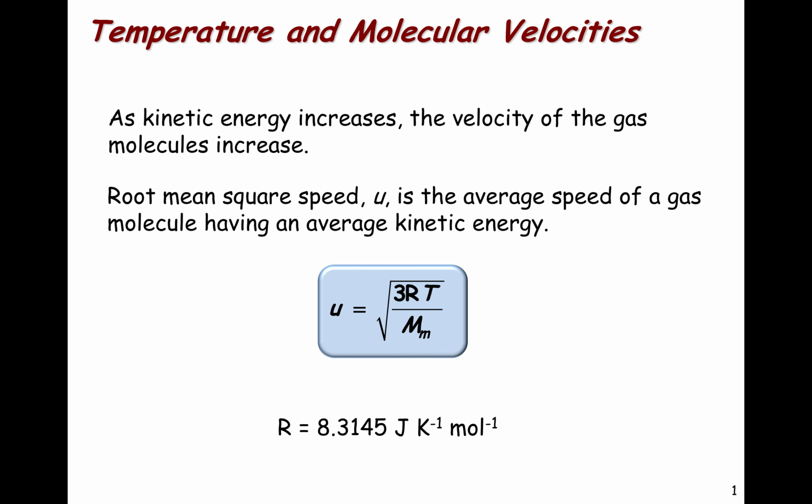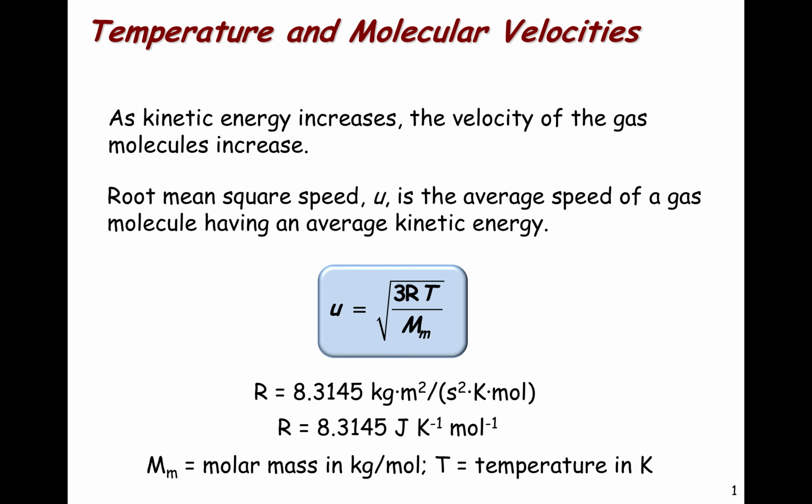In terms of the value for the gas constant, we typically use 8.314 joules per degree Kelvin mole, which is, in terms of the base SI units, the same as 8.314 kilogram meter squared per second squared Kelvin mole. Therefore, you have to remember that the molar mass has to be in kilograms per mole, not grams per mole, and the temperature is in Kelvin.